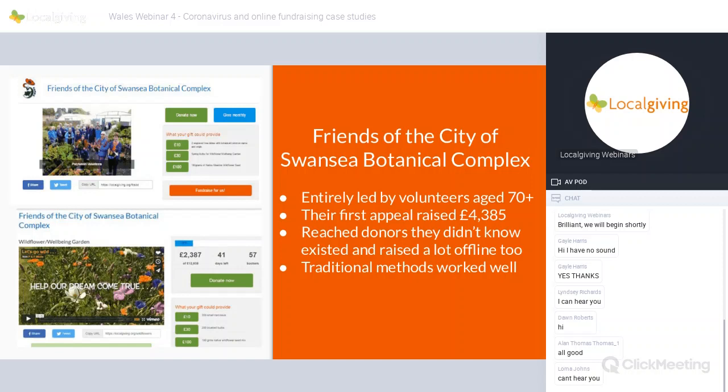And they were absolutely thrilled to raise over £4,000 in a few months as well. And they'd never done anything like that before. So that's just a really good example of, however you feel comfortable, it is possible to make appeals work for you.